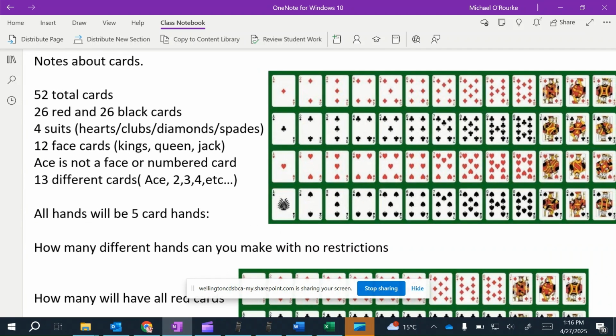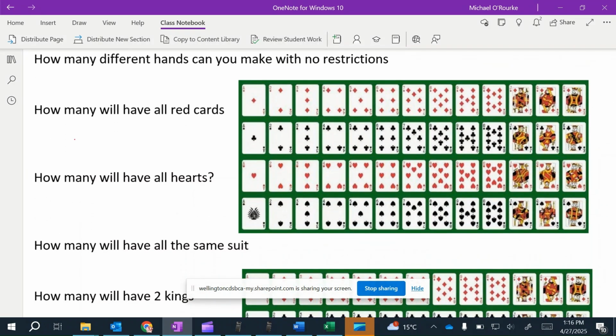So some notes about cards if you haven't used it. You can take a little picture of this or make note of it. There's 52 cards in total. 26 red, 26 black. There's 4 suits: hearts, clubs, diamonds, spades. There's 12 face cards, which are the king, queen, and jack. Ace is not a face card or a number card. And there's 13 different cards: ace, 2, 3, 4, 5, 6, 7, 8, 9, 10, jack, king, queen. All hands I talk about have 5 cards.